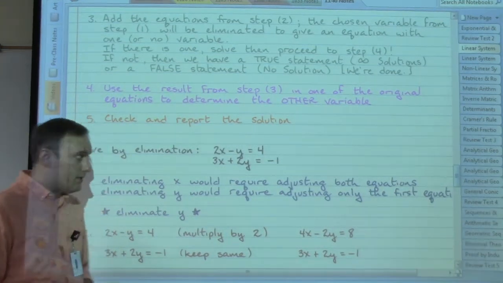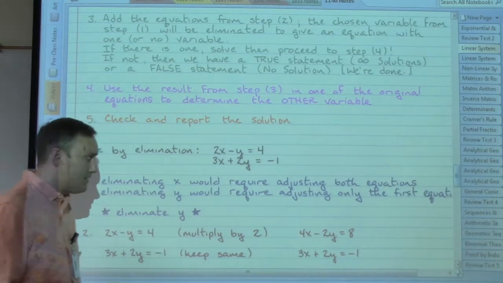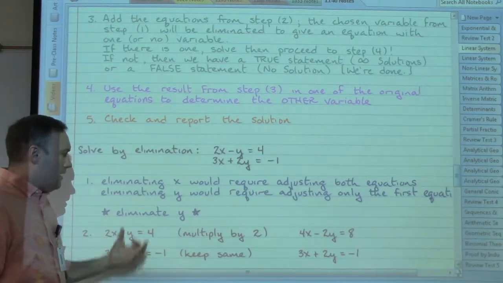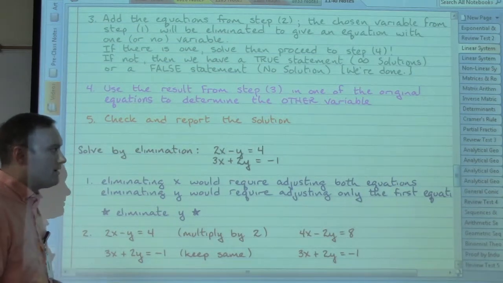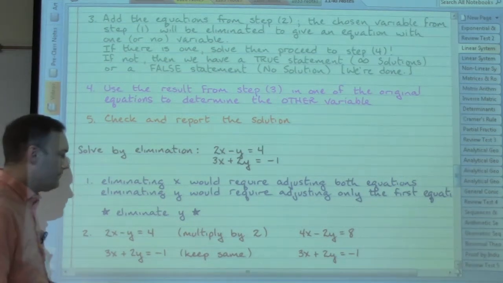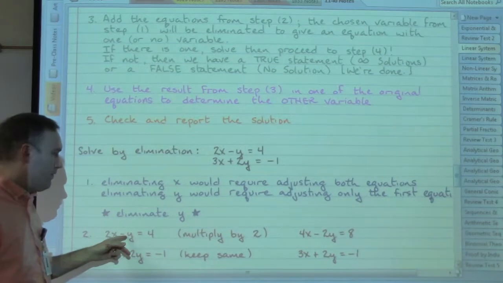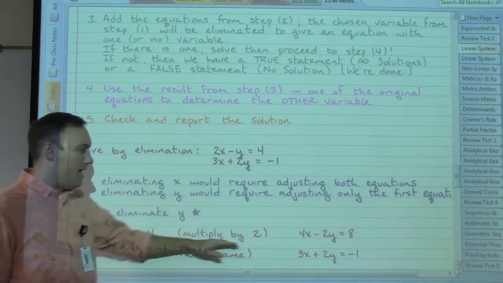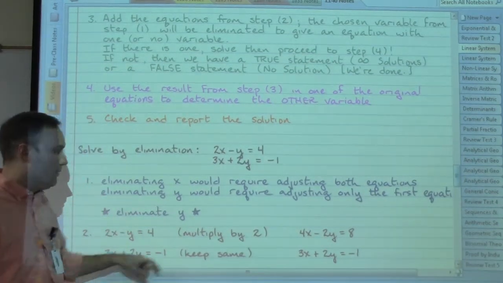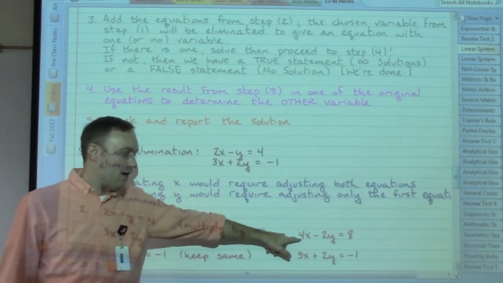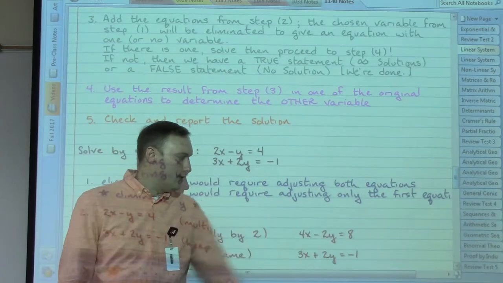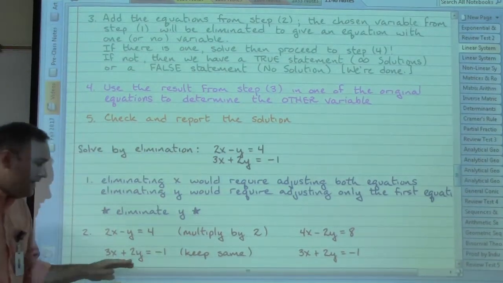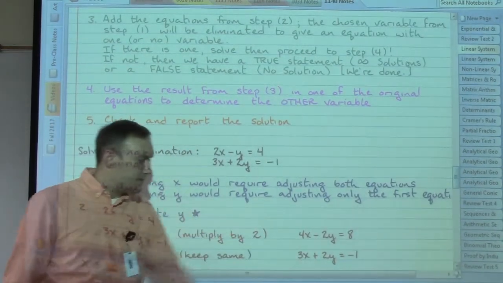So in this particular example, we're going to follow that suggested manner of thinking. We're going to eliminate y because it's only going to require us to adjust that first equation so that we can get a 2 in front of the y. We're going to multiply everything in that equation by 2. So 2 times 2x gives me 4x. 2 times y gives me that 2y. 2 times 4 gives me 8. And that second equation we're just going to keep the same.